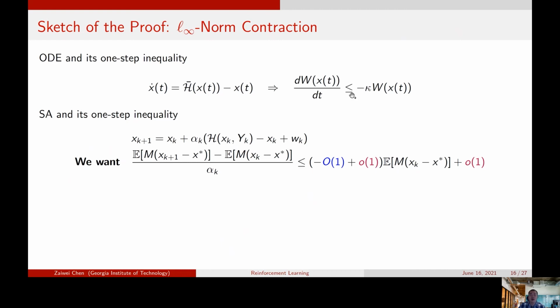Once we have the ODE one-step drift inequality, we can directly integrate it to get the convergence rate. Similarly, once we have the stochastic approximation one-step drift inequality, we can repeatedly use it to get a finite sample bound on the iterate. So all we need to do is to construct a valid Lyapunov function M, such that the one-step drift inequality holds.